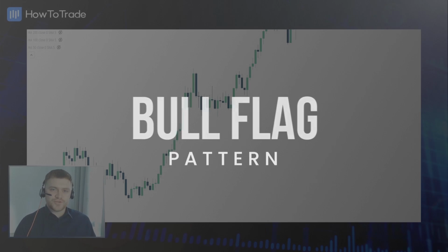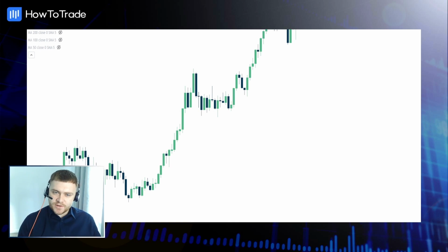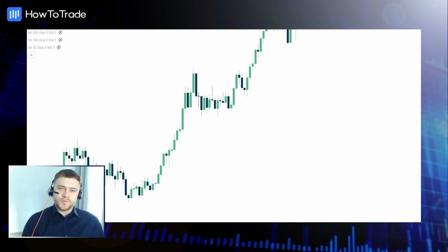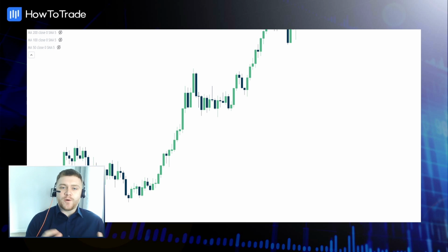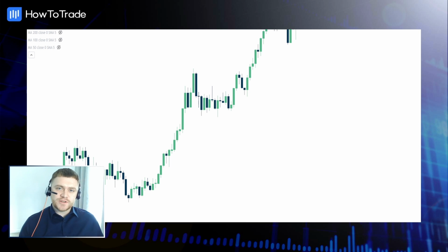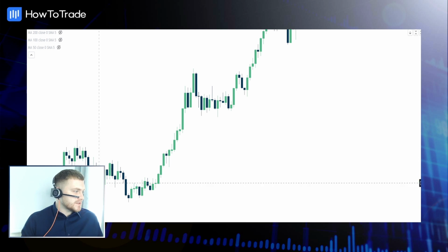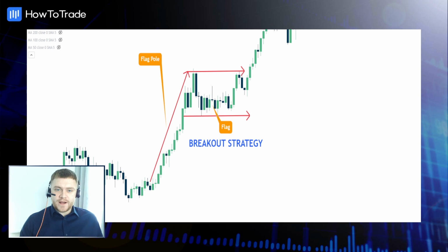So then let's look at how to trade these on the chart. Before we get started, it's important to emphasize that bull flag patterns apply to uptrends, so we're going to want to be focusing on the buy or the long side of the market. And there's two ways you can trade these bullish flag patterns. Number one is the breakout strategy, and this is what we see here. And before we do that, we need to identify the flag and the flagpole within this bullish uptrend.